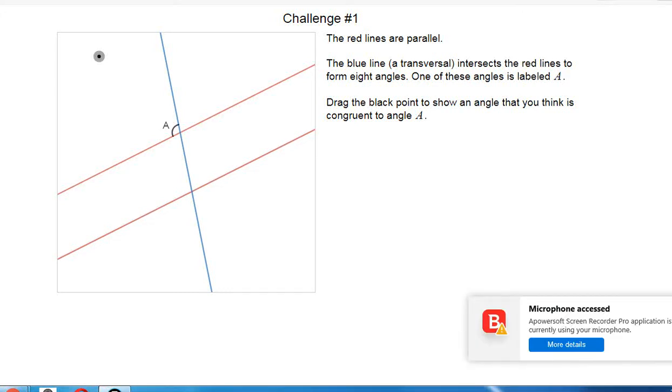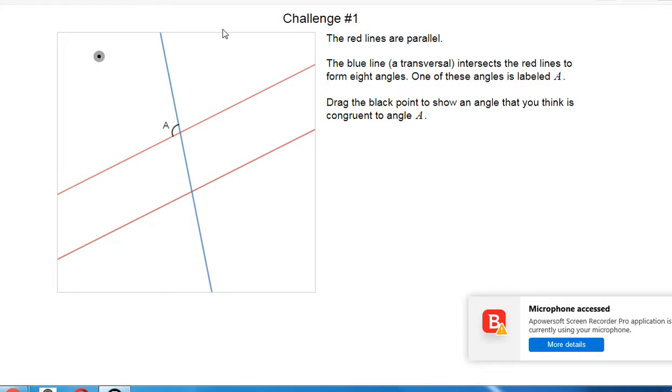All right, let's take a look at lines, transversals, and angles. The first challenge says the red lines are parallel, so this line is parallel to this line. Okay, they'll never intersect. It says the blue line is a transversal. A transversal is just a line that cuts through two parallel lines.